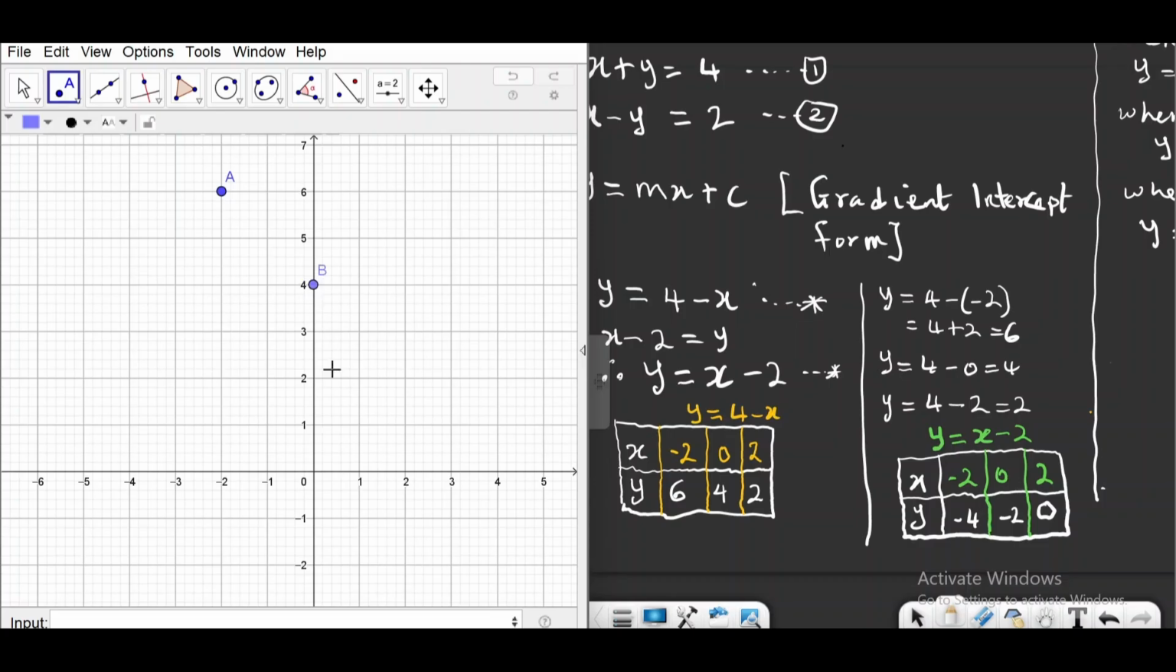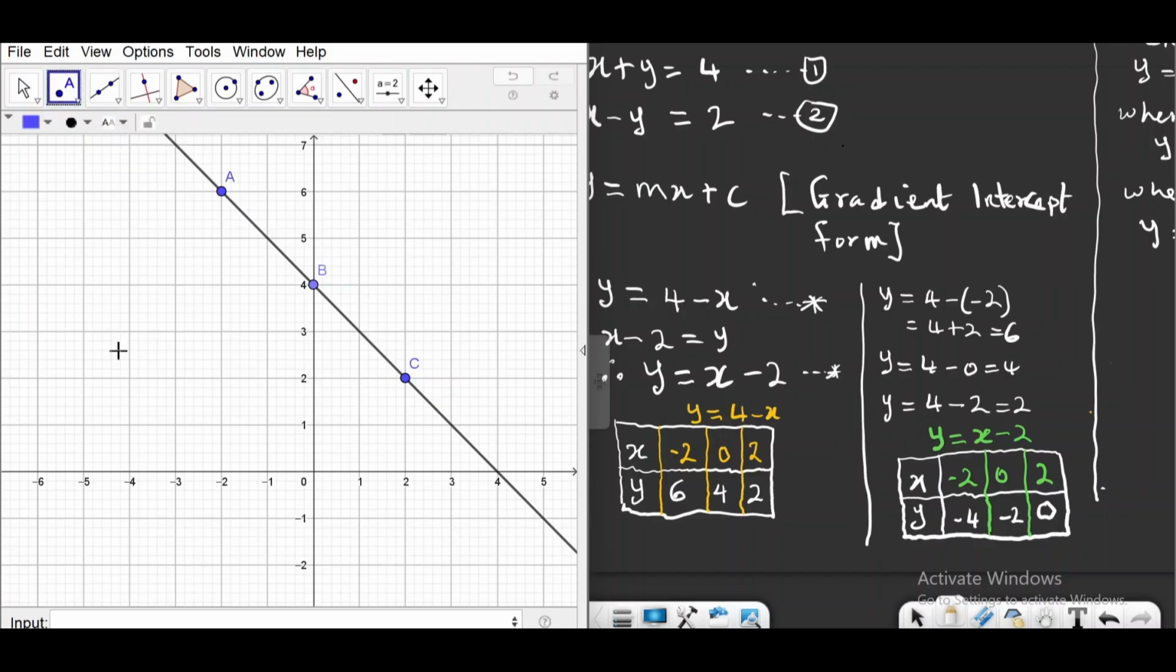And then the next is where x is 2 and y is 2. We drop the third point here, and then we are going to connect using a straight line. Put your ruler and draw a straight line, and this represents the graph of the equation y equals 4 minus x.